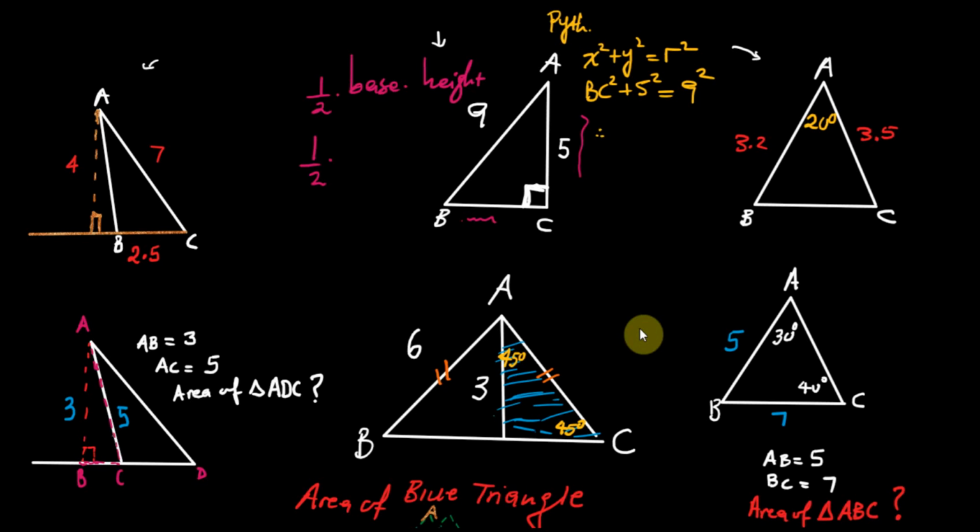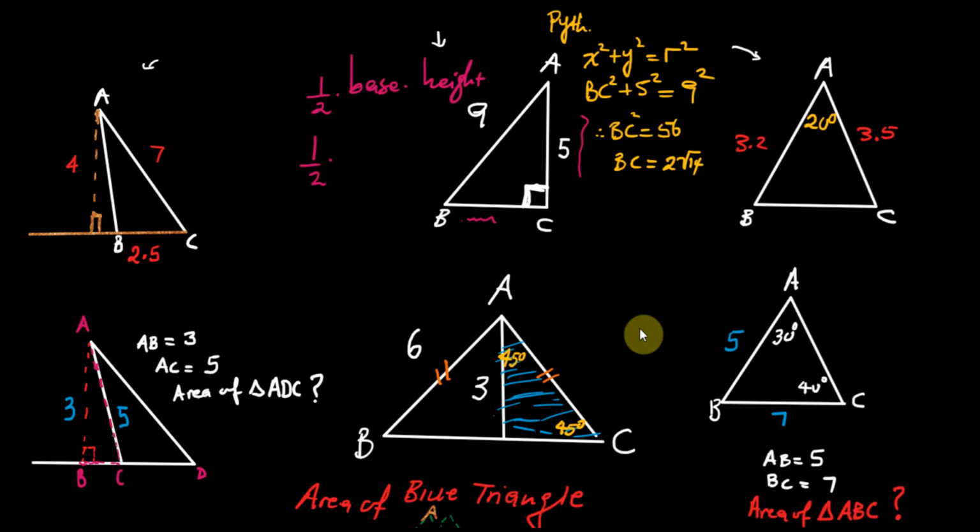Therefore bc will be equal to 9 squared minus 25. So it's going to be 81 minus 25, which is 56. So bc squared is equal to 56, then bc is equal to root 56, and root 56 is 2 root 14.